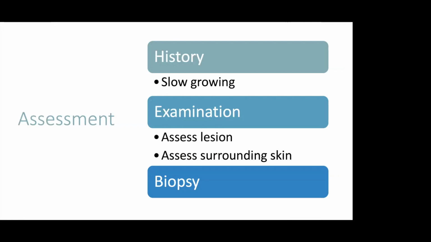So when assessing a patient with a suspicious lesion, like any presenting complaint, you'll start with your structured history. Of note, these are typically slow growing and often don't present with that much in the way of systemic features. You will examine them and also look at the surrounding skin, and then think of the next steps. In this case, we'll be considering a biopsy.